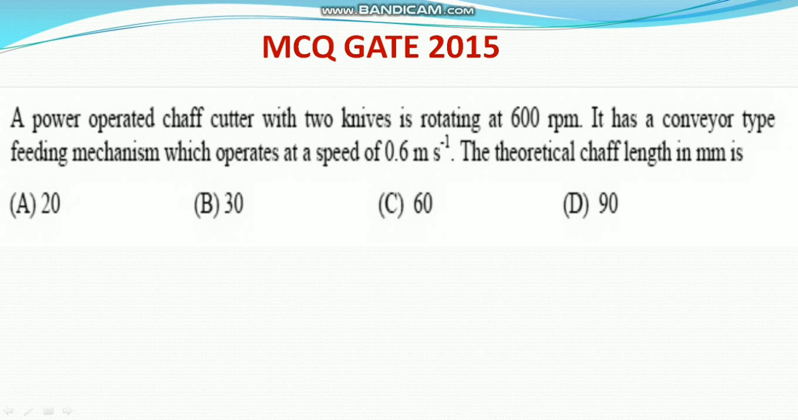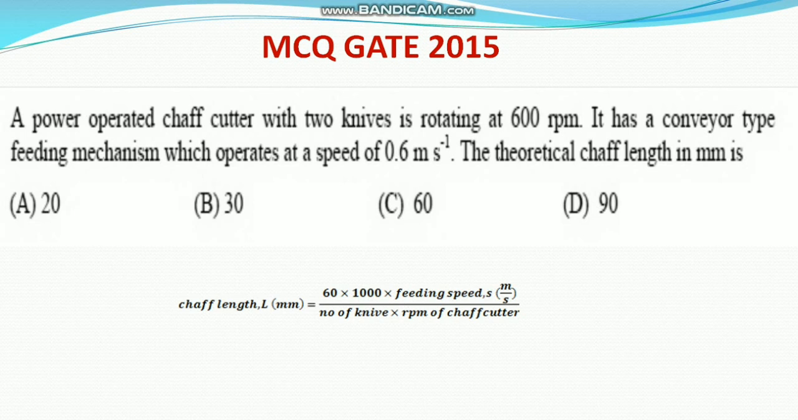It's a very straightforward and easy question. Basically, the feeding mechanism speed is given, 0.6 meter per second, the number of knives is 2, and the rotation speed is 600 rpm. Therefore, the chaff length will be the speed divided by the number of knives and rpm of the chaff cutter.